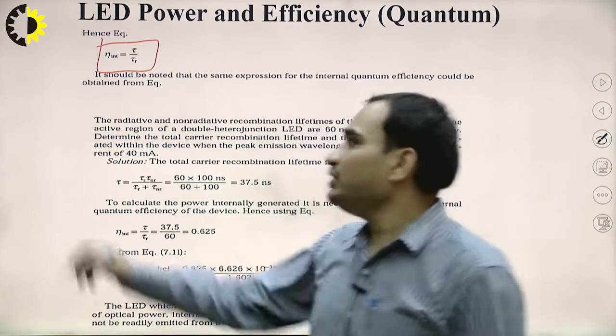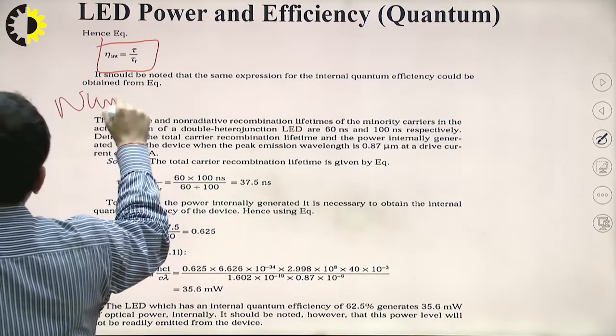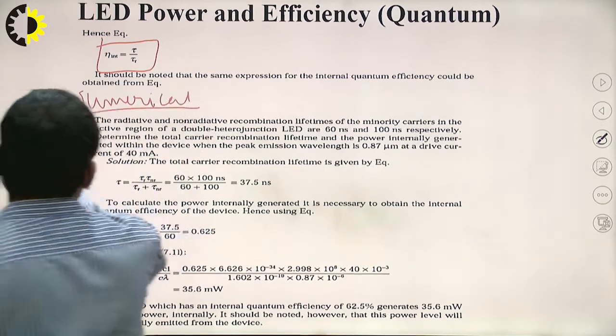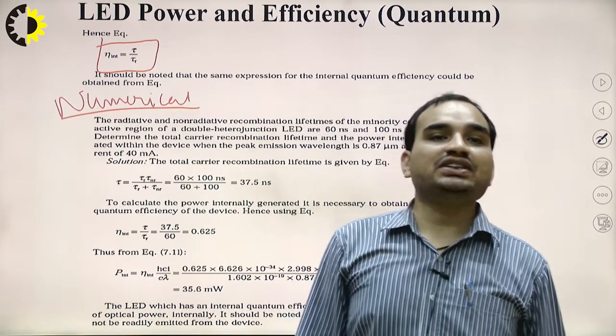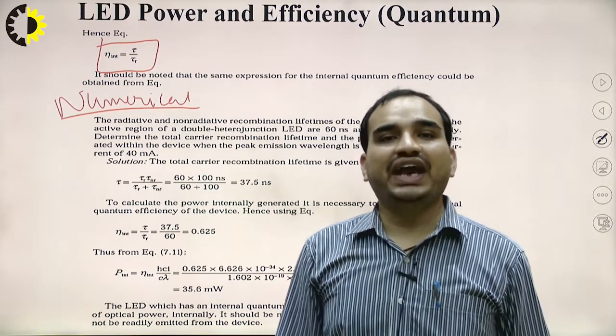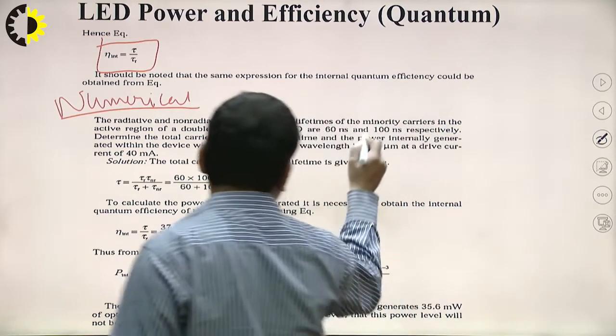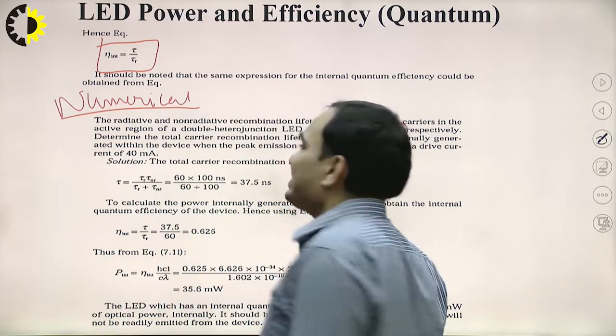Let's solve a numerical based on this formula which we have derived. The radiative and non-radiative recombination lifetimes of the minority carriers in the active region of the double heterojunction LED are 60 nanoseconds and 100 nanoseconds respectively.